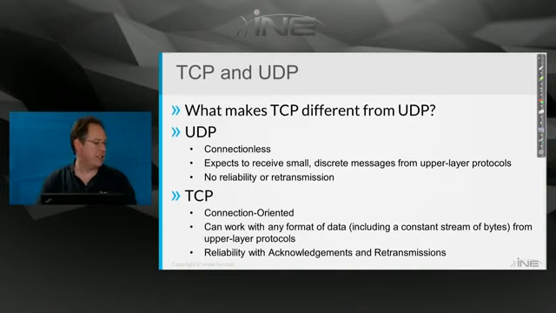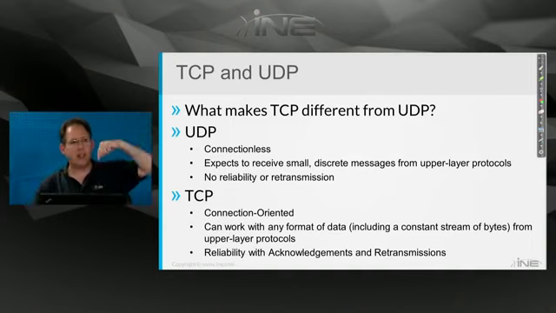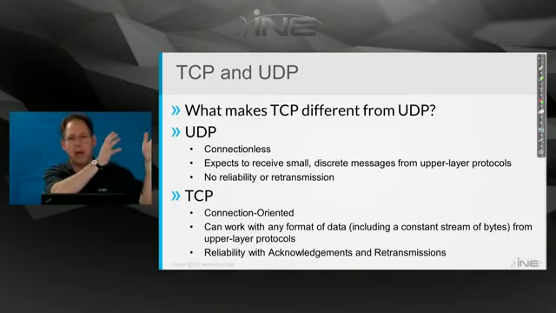Another big difference of TCP is that it can work with any format of data, including a constant stream of bytes. So TCP has this method where, as data is coming down, the application that's sending it to TCP is going to be storing it in some sort of internal memory buffer somewhere that your CPU has access to.